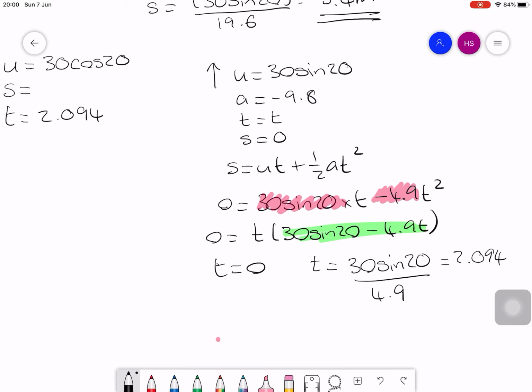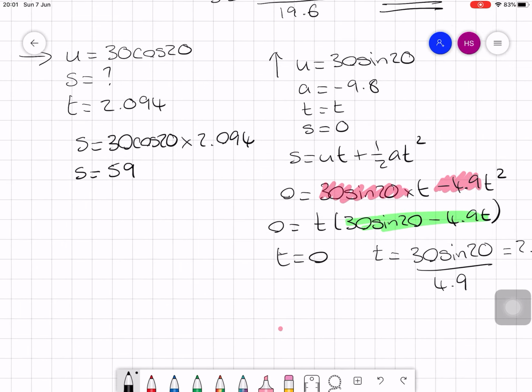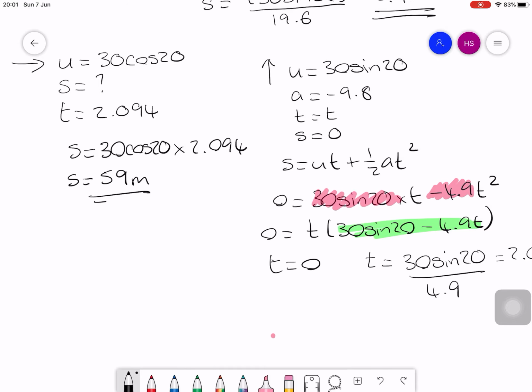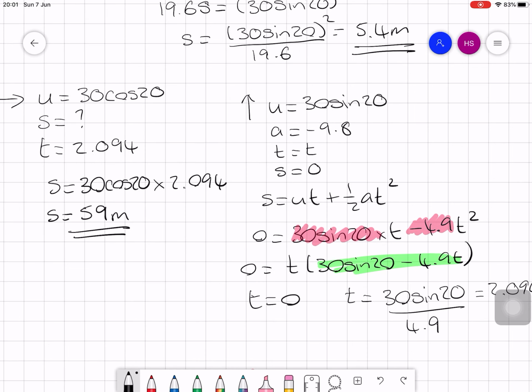Okay, and s is what I'm trying to find. That's the range. So I'm using displacement is velocity, constant velocity in the horizontal direction, times time. I've still got that answer in my calculator, so I'm just going to times that by 30 cos 20. And this I will then give to 2 significant figures because this is my final answer. So that's coming out as 59 meters.